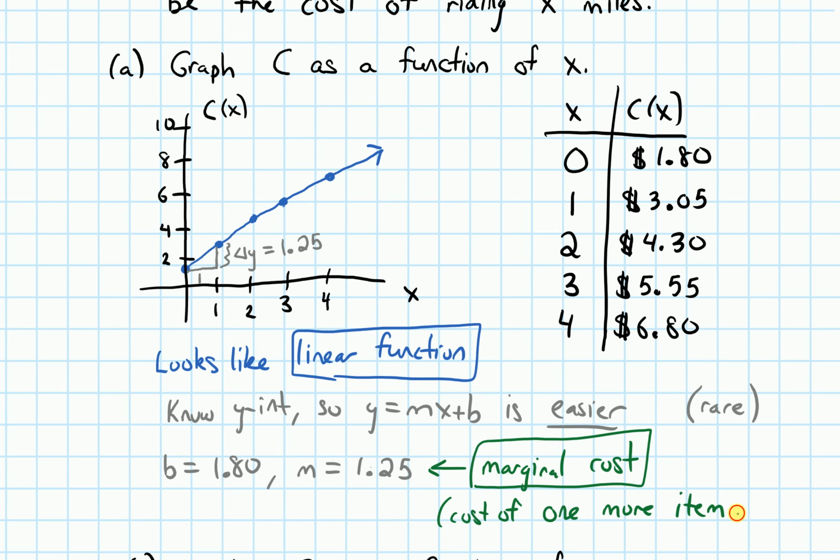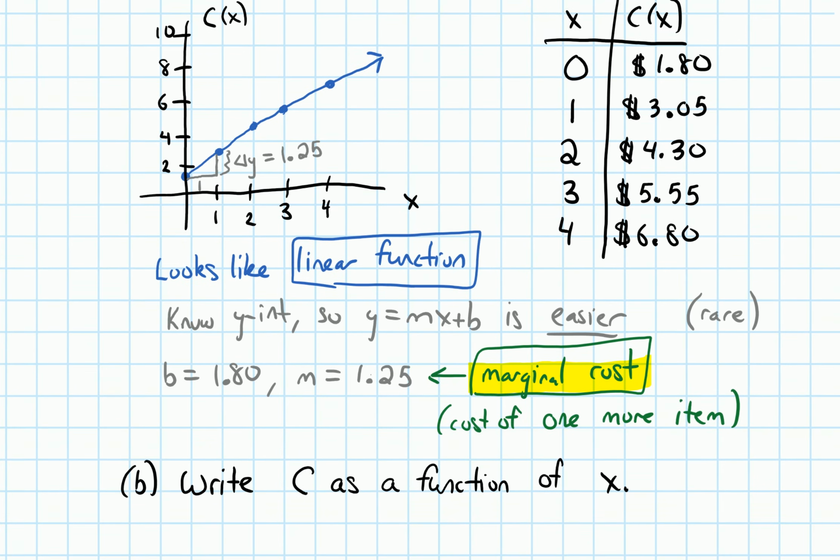So if I wanted to get one more item, or in this case, travel one more mile, how much extra would that cost? In this case, it's $1.25 for every extra mile that we traveled. Okay, so that is our marginal cost. Let me highlight this. This is a key term for this section.